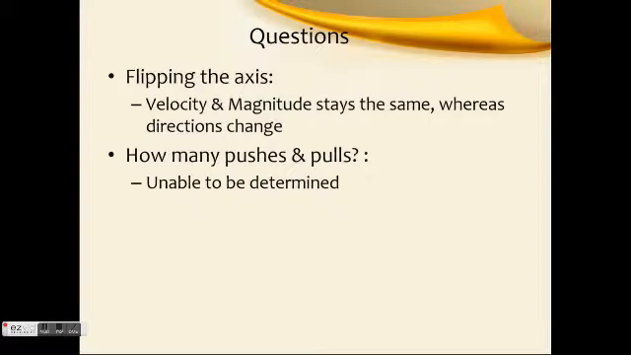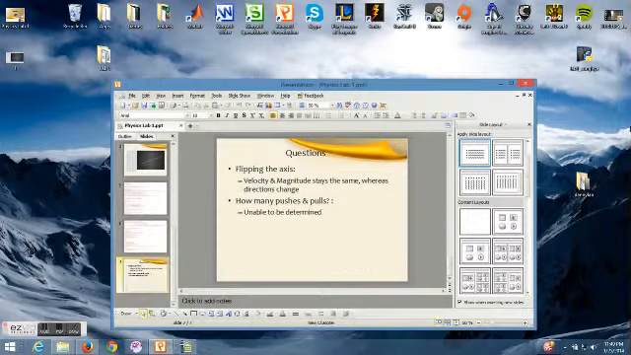So two questions were asked. First of all, what happens when you flip the axis? Obviously, velocity magnitude would stay the same, whereas the direction changes. And are the pushes and pulls going to change? They are unable to be determined.